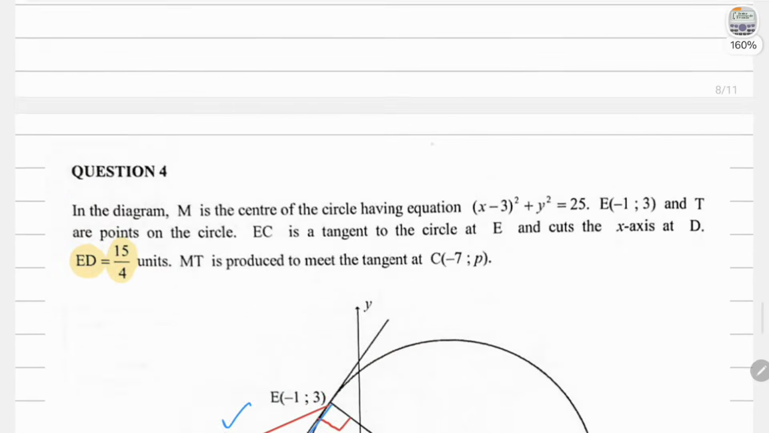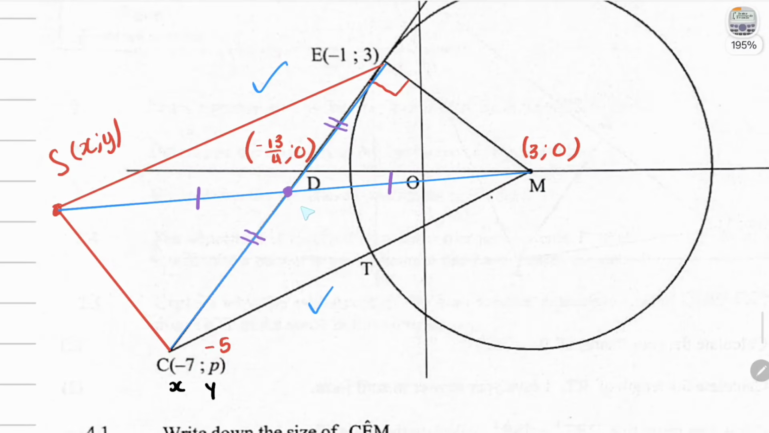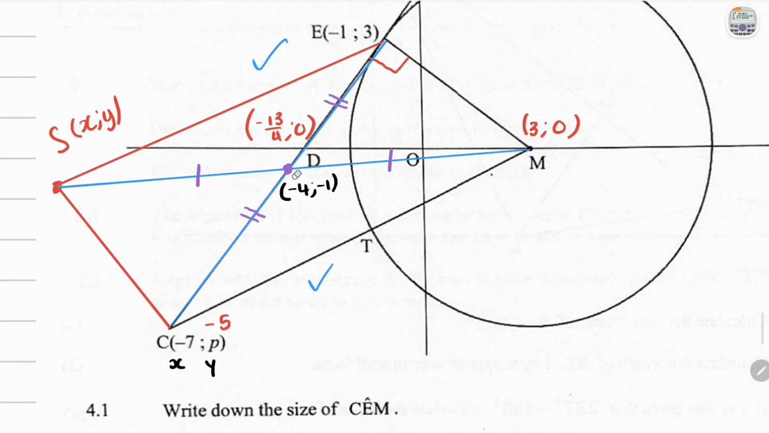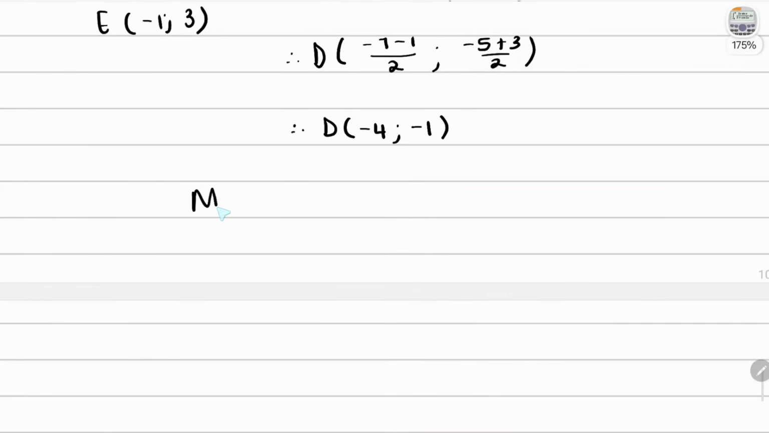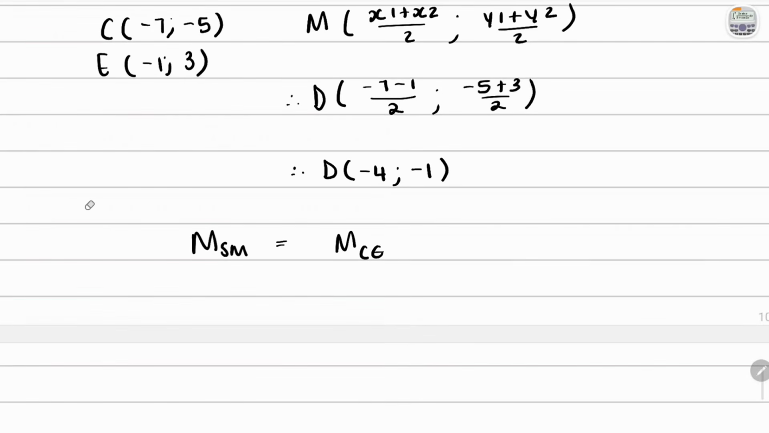Now that we have D, we can use D to find S. We now know that this point is -4 and -1. So we can use that to find S by saying this is the midpoint, and we're going to work with it as if we're trying to find the midpoint of SM. In other words, the midpoint of SM is exactly the same as the midpoint of CE. We already know the midpoint of CE is this point D. So we're going to use the coordinates of SM. S we don't have, it's X and Y. M we do have, it is the center of the circle, which was 3 and 0.